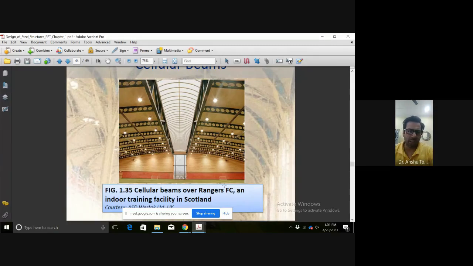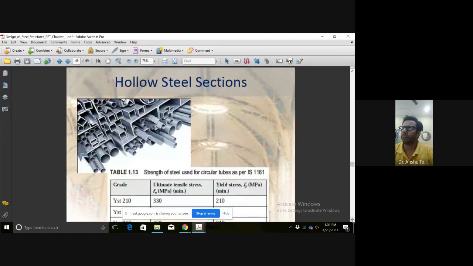So stadiums, most of the stadiums are constructed as steel structures, and this is the way they are being constructed. These are hollow steel sections which are available. This picture is showing that this type of elements are also available which are not purely structural steel, and they are also available as pure structural steel members.